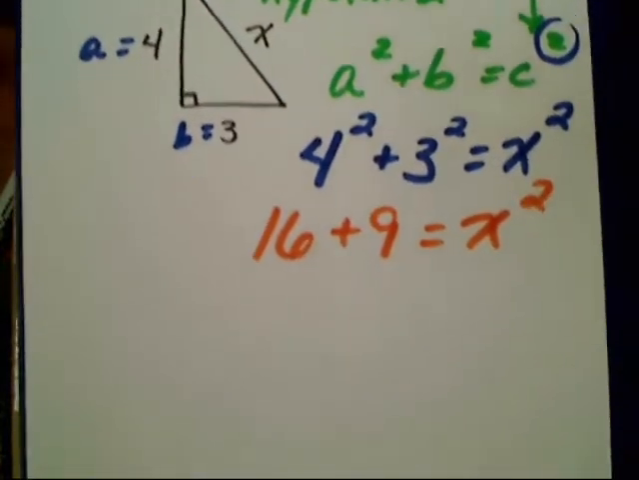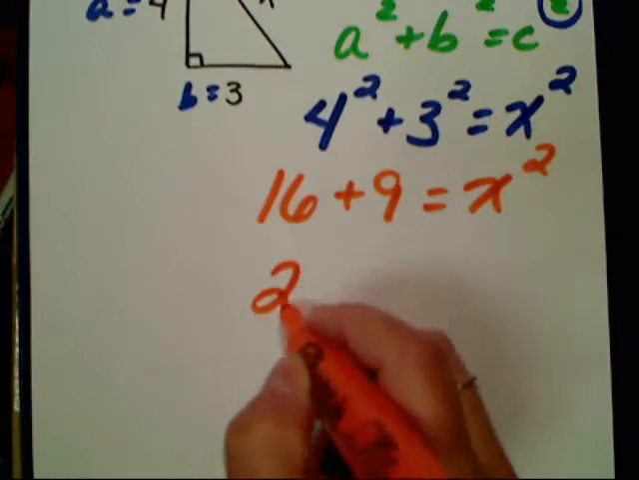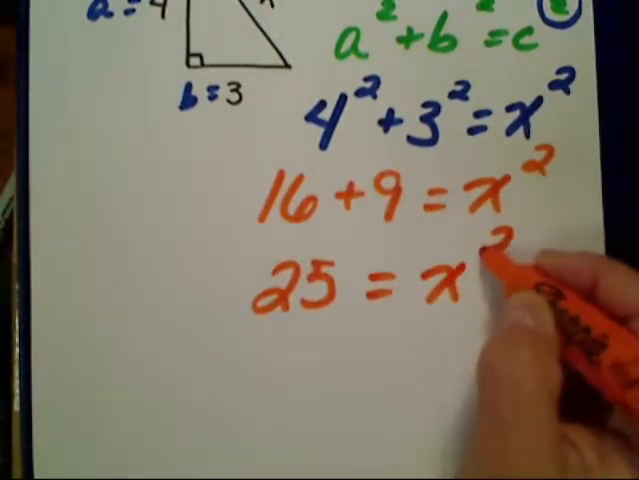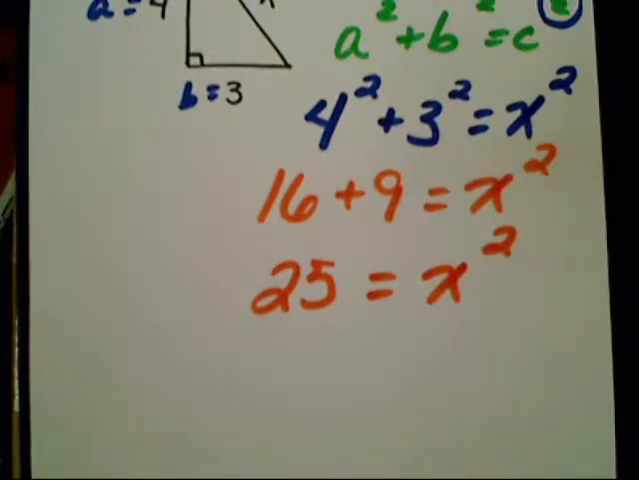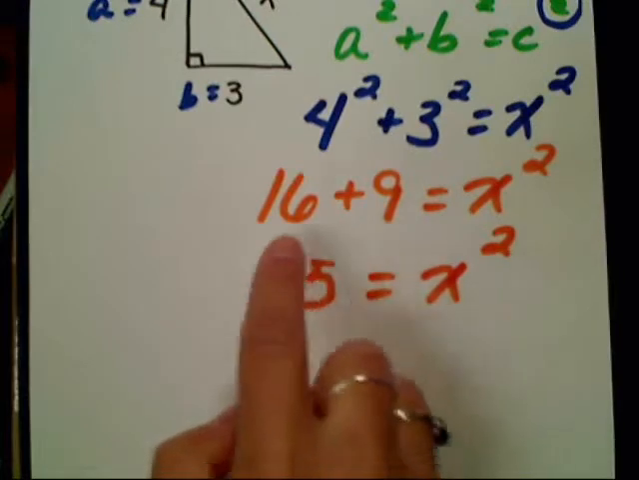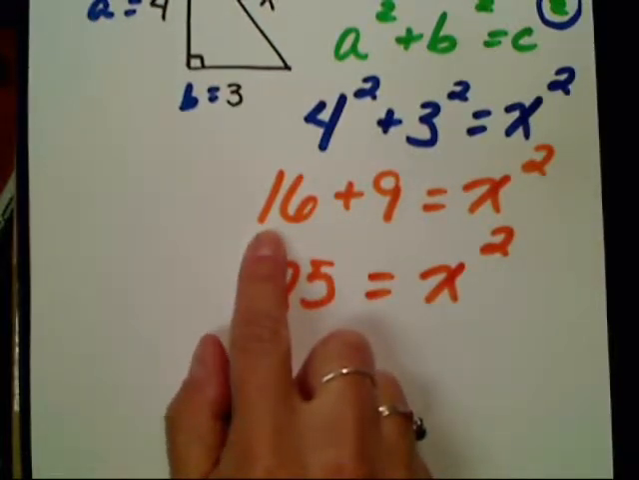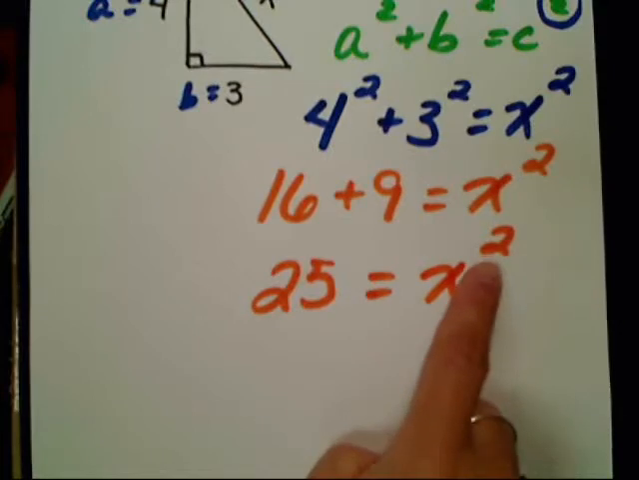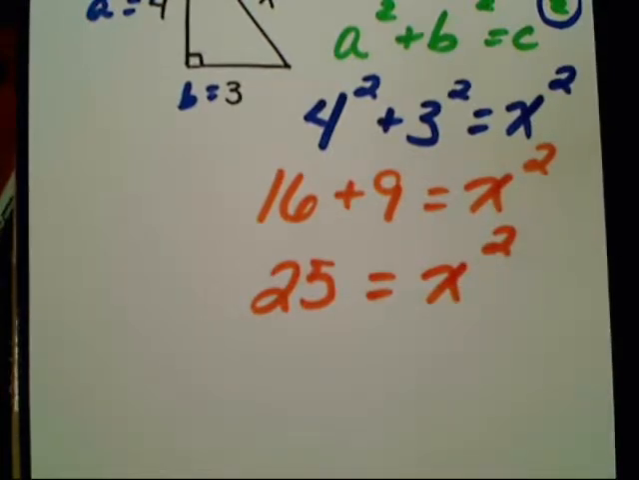Continuing on, we now just do our addition, so we have 25 is equal to x squared. Remember, when you're adding by 9, you can always add 10 and then take 1 away. So 16 plus 10 is 26, then take 1 away, and you get 25. Right? Well, that's all fine and dandy, but we're not done yet. 25 is what x squared is equal to. I don't want to know what x squared is, I want to know what x is.